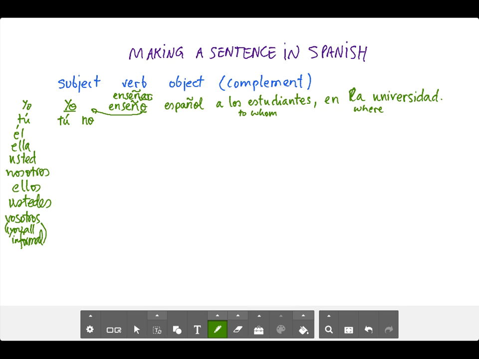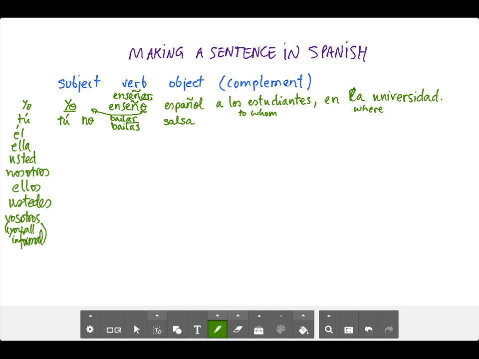So bailar. So bailar is in the infinitive, to dance. But of course we have to say that you dance. The AR has to change into the ending for the you person that teaches, that dances. So tú no bailas. And of course, then, what do you dance? So, tú no bailas salsa.